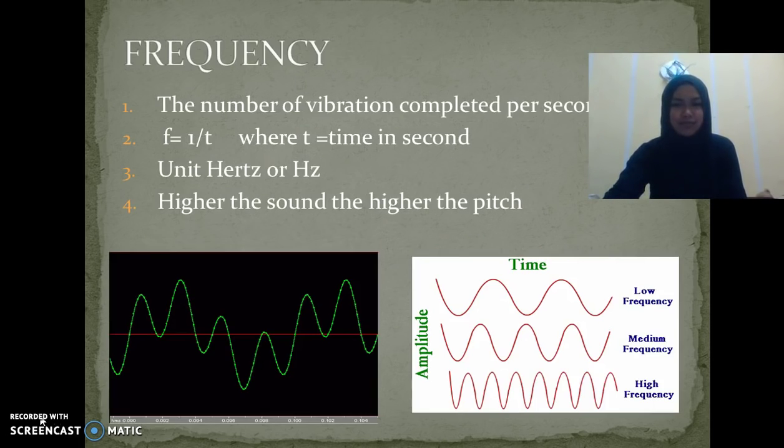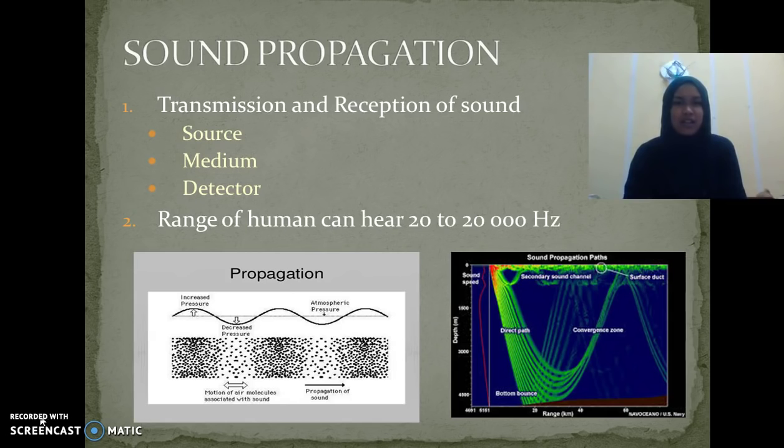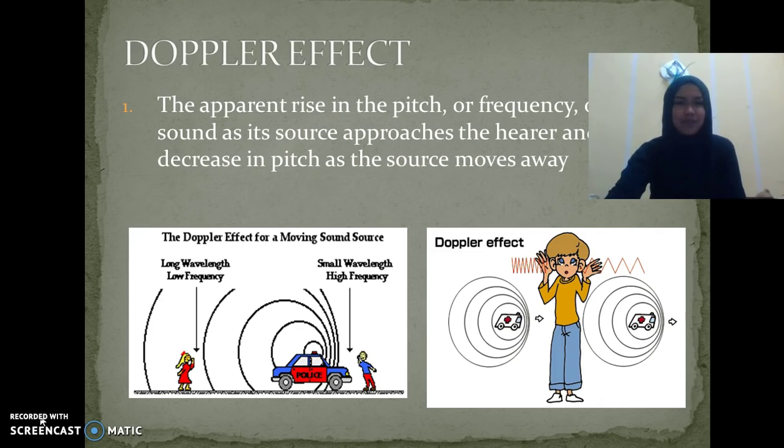Frequency. The number of vibrations completed per second. F equals 1 over T, where T equals time in seconds. The unit is Hertz. The higher the frequency, the higher the pitch. Sound propagation is the transmission and reception of sound: source, medium, detector. The range of human hearing is 20 to 20,000 Hz.